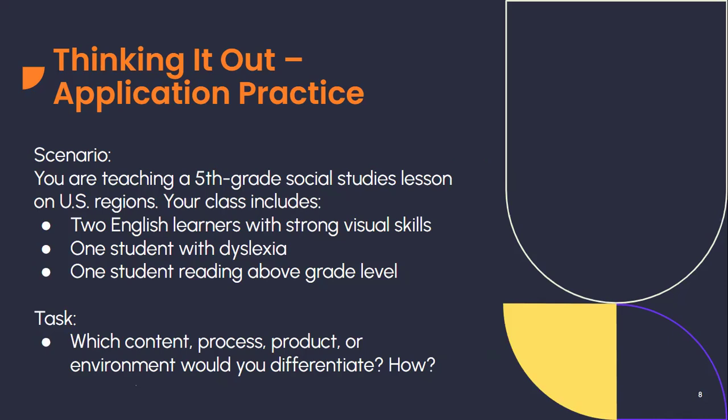So here's our scenario for our application practice. You're teaching a fifth grade social studies lesson on U.S. regions. Your class includes 2 English learners with strong visual skills, 1 student with dyslexia, and 1 student reading above grade level. Which content, process, product, or environment would you differentiate? How? Why? So let's pause this, and I'd like for you to take a few moments to jot down your ideas and your justifications for them. Use the materials in this module, and you can even use the raw slide deck to go back and look at some of the examples if you need to.